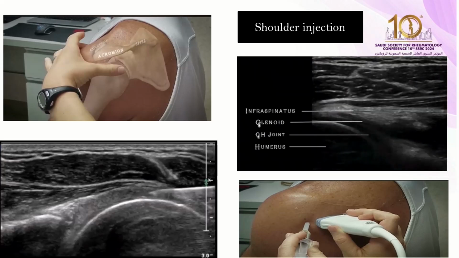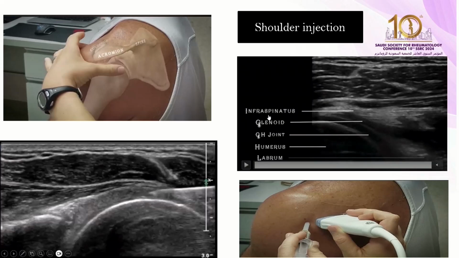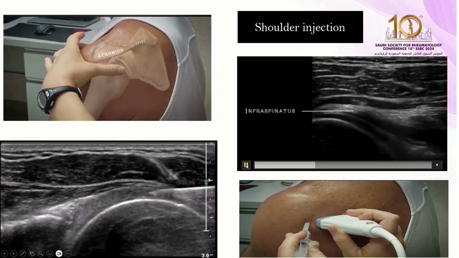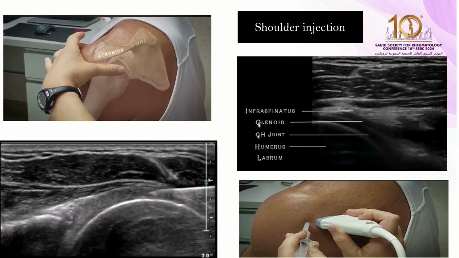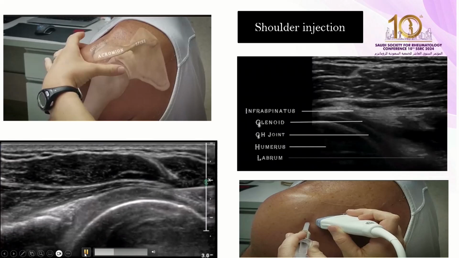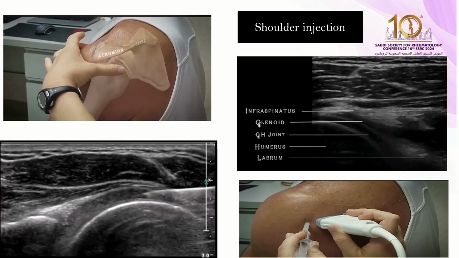Once you put the probe properly in the anatomical position, you will be able to recognize five important structures: the infraspinatus, the glenoid, the glenohumeral joint, the humerus, and more distally the diaphragm. How to inject? For the shoulder we usually use the posterolateral approach. The needle will be directed towards the coracoid process anteromedially. Once your needle is in the space, at the proper target, you inject.